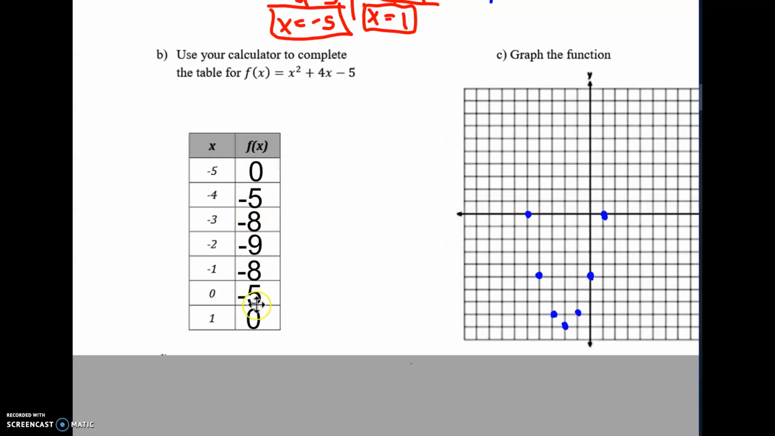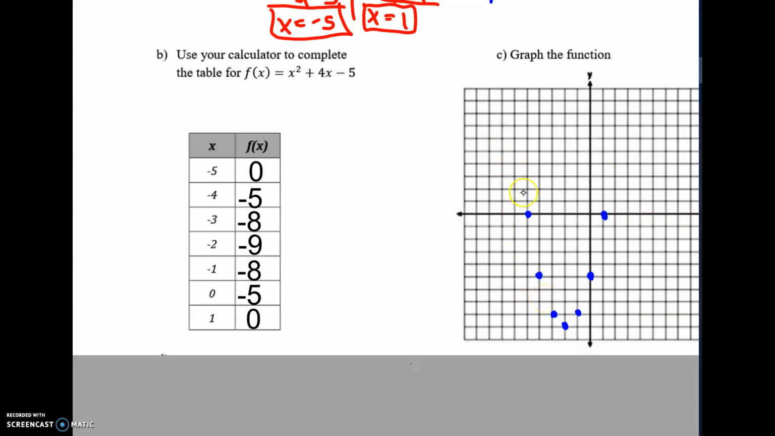You should have gotten these numbers from your table on your graphing calculator. And if I plot those points, you'll see that it creates this U shape. Now, I have not connected my dots together for a reason. It does take practice, but you're trying to hit as many points as you possibly can. You also should never start at the end points, but start above so that your graph goes beyond your points.